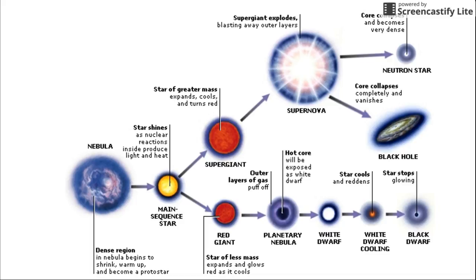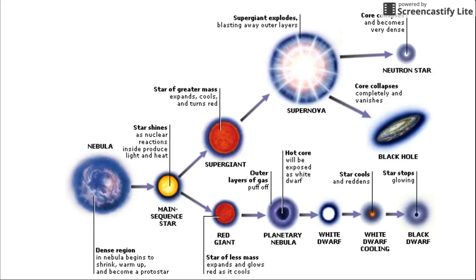So in this diagram, you see the nebula, which is that dense region, and then that starts to warm up and become a protostar, which is where that nuclear fusion occurs. And then it can go either two ways. It can become a supergiant or a red giant, depending on the mass of the star. From the red giant, it can become a planetary nebula into a white dwarf, and then the white dwarf starts to cool, and it becomes a black dwarf, and the star stops glowing.